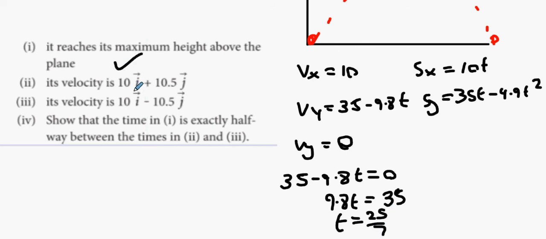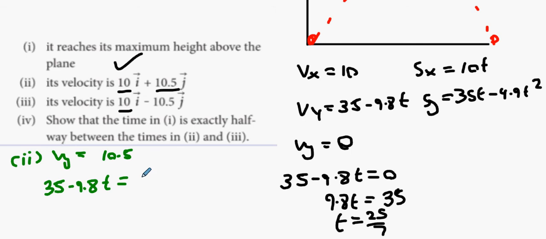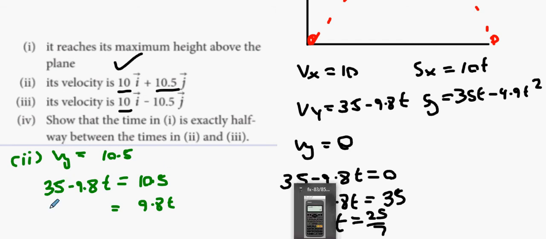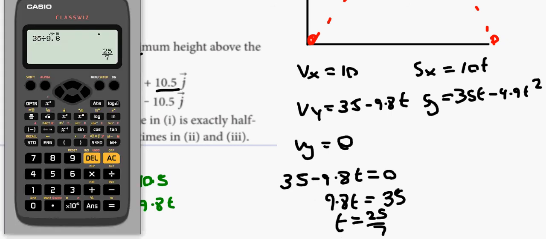Alright. Its velocity is 10i plus 10.5j. Well, the x component is always 10, isn't it? So the only piece of information there is the Vy equation. So what we can say next is that the Vy equation for part 2 is essentially saying Vy equals 10.5. So we can say 35 minus 9.8t equals 10.5. 9.8t. What's 35 take away 10.5? 24.5.